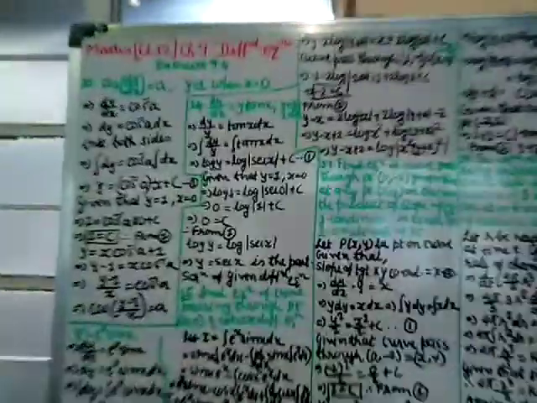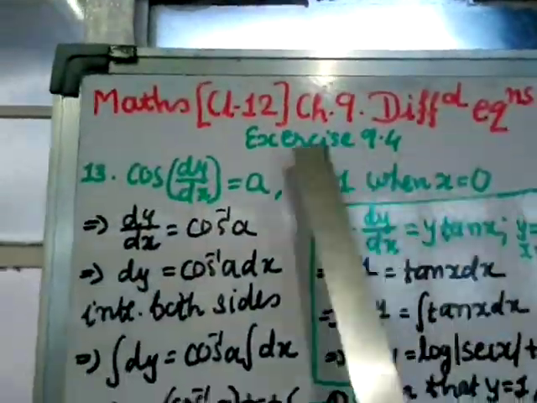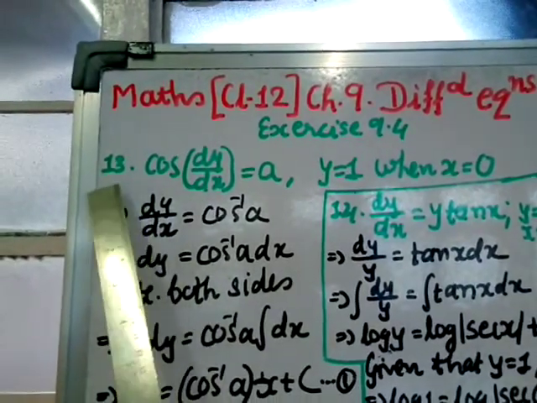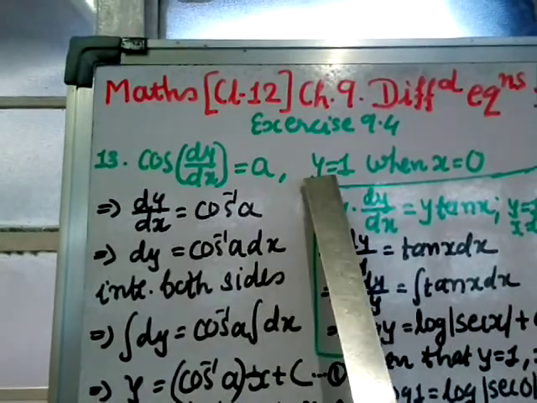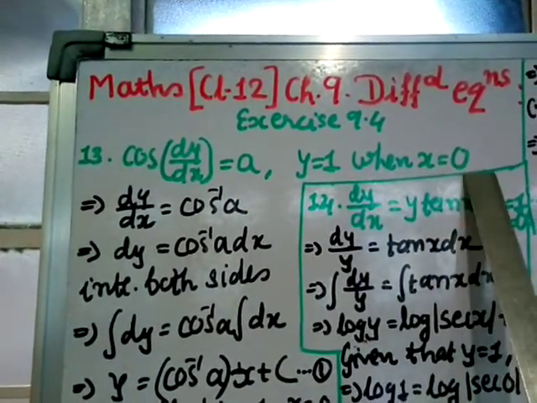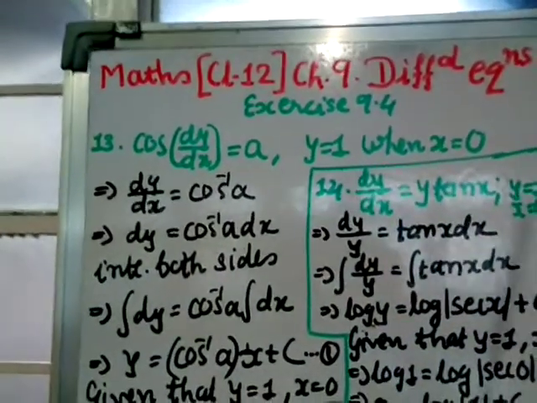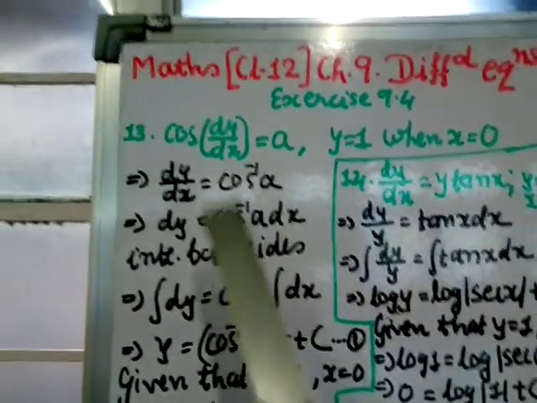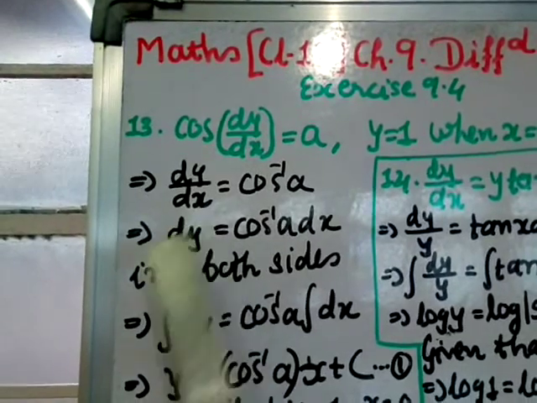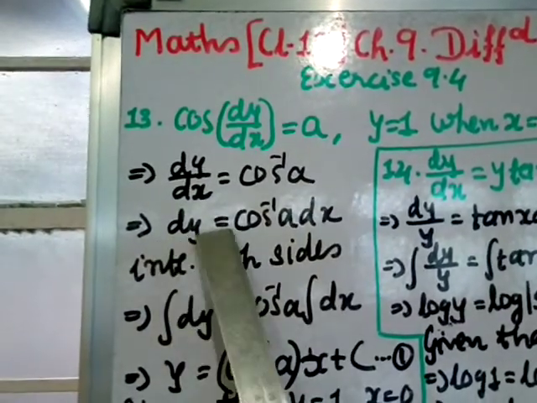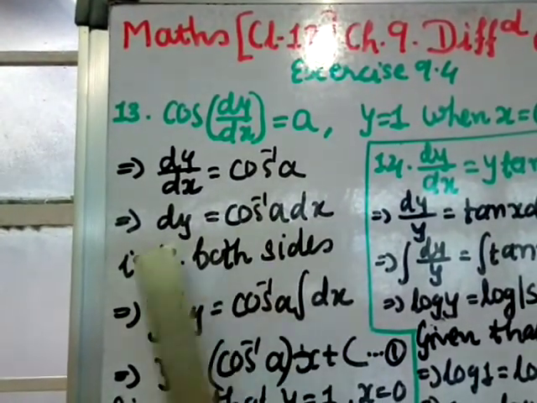Mathematics Class 12, Chapter 9, Differential Equations, Exercise 9.4, Question number 13: cos(dy/dx) = a, given that y = 1 when x = 0. We have to solve this using the variable separation method. First you transfer cos, it becomes cos inverse a, here it means dy/dx equals cos inverse a. Transfer dx, so dy = cos inverse a dx. We are separating the variables.